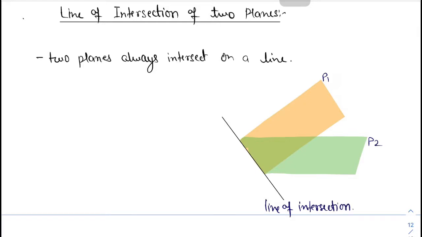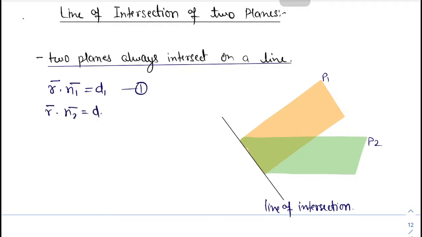This is their line of intersection. So how to determine the equation of this line of intersection, we will see. Let us consider this first plane to be r vector dot n1 vector equal to d1. So this is the first plane and this is the second plane. It means that this second plane is perpendicular to this n2 vector and this first plane is perpendicular to some n1 vector.